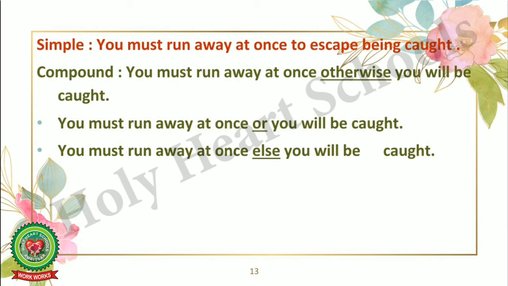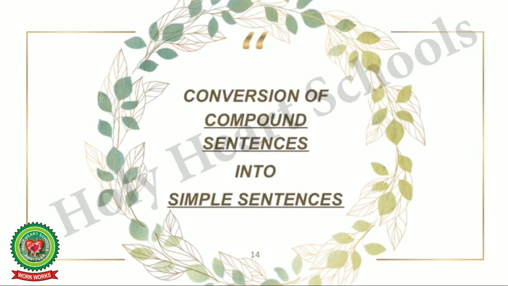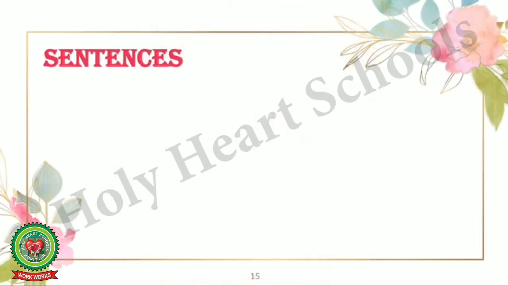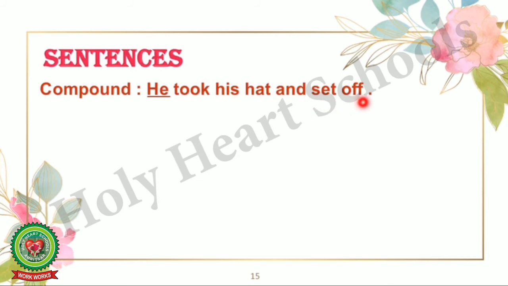So these were the ways how we can convert simple sentences into compound sentences. Now next we will learn how to convert compound sentences into simple sentences. Let's get started. Children, our first sentence is, he took his hat and set off. Here we have two actions and one subject. One action happens in continuity with the other. So, first action is, he took his hat and second is, set off.